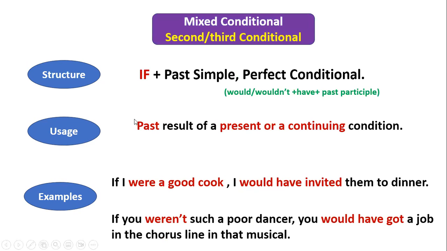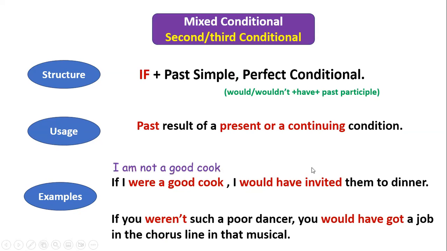For example, if I say, if I were a good cook, you have to ask yourself again, am I talking about the present or the past? If I were a good cook, or if I was, it's also possible. So what does it mean? This is past simple, so it simply means I'm talking about the present. It means that I am not a good cook. Normally, I'm not a good cook.